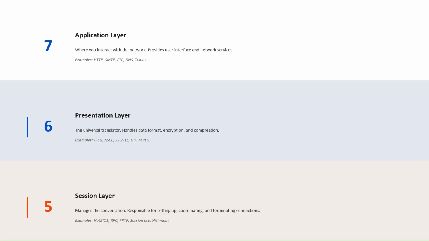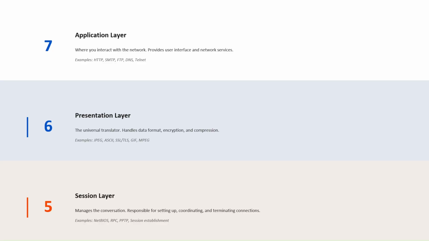Let's now start looking at these layers. We start at the top, the layer closest to the user. These are the upper layers. Layer 7, the application layer, is what you interact with. This is where your web browser, your email client, or your file transfer program lives. It provides the interface for network services.